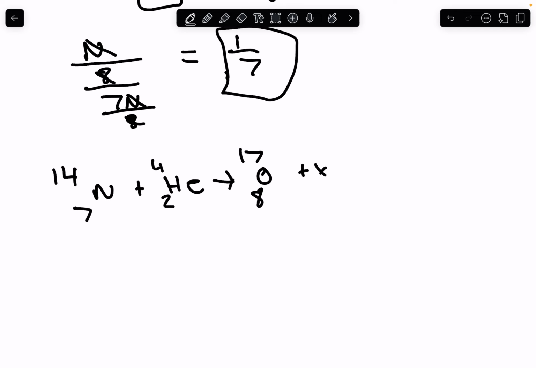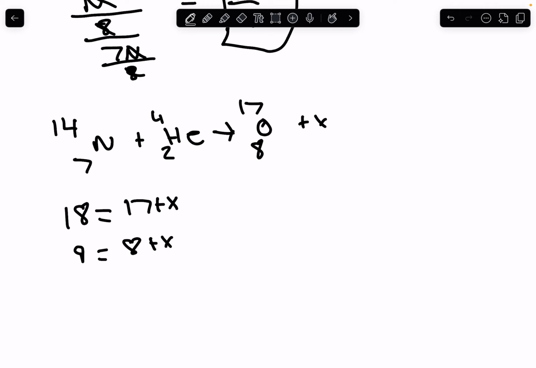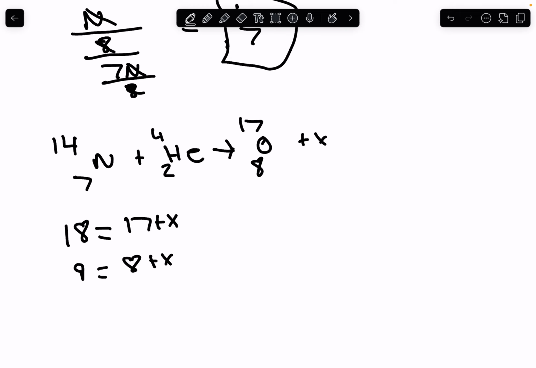So this side is 18 and the other side is 17. So 18 equals 17 plus x. And down here you have 9 equals 8 plus x. Right? So what particle has a mass number of 1 and a proton number of 1? Well, that is simply a proton. So the answer is B, which is a proton. And this is very easy. You don't even need it to be multiple choice. You'll know it very easily.